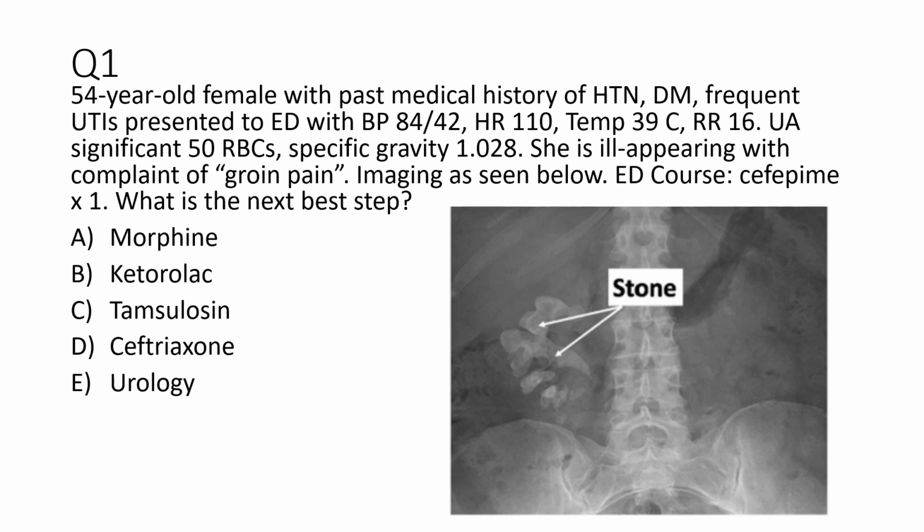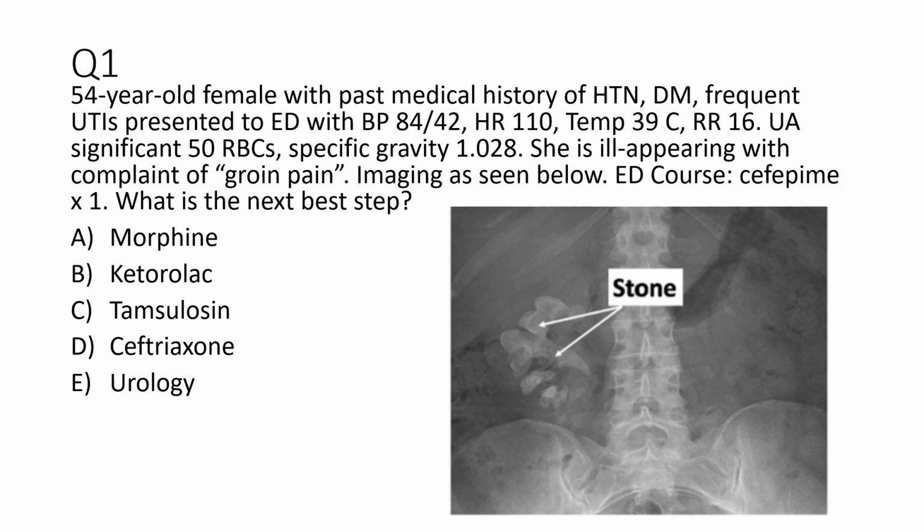Her UA is significant for 50 red blood cells and a specific gravity of 1.028. She is ill appearing with a complaint of groin pain. Imaging as seen below, and she got cefepime times 1 dose in the ER. What is the next best step? You can pause the video here if you need more time to review the answer choices.